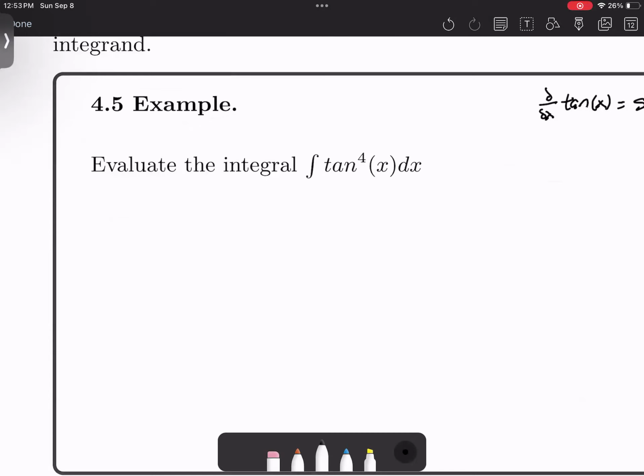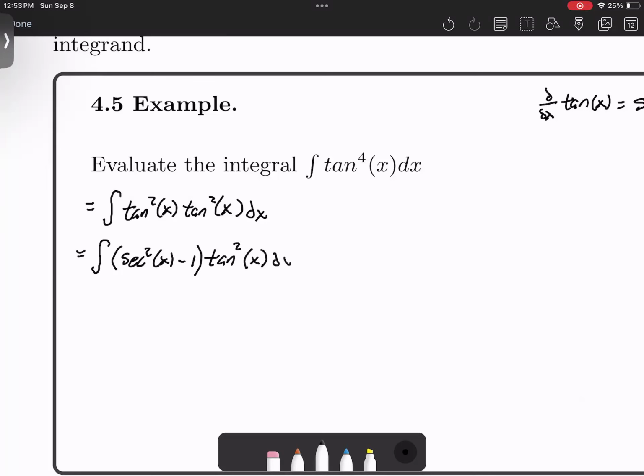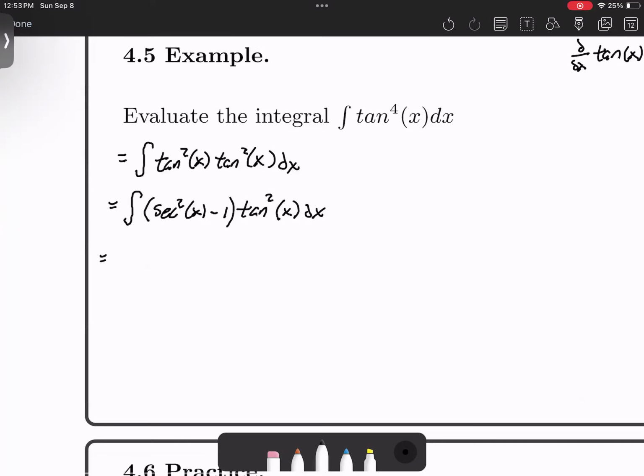So let's work on the integral of the fourth power of tangent. And I'll rewrite this as tangent squared times another tangent squared. So that way I can use the relationship above that says tangent squared is equal to secant squared minus 1. So let's substitute. Actually, sorry, before we substitute, let's distribute and write this as two different integrals.